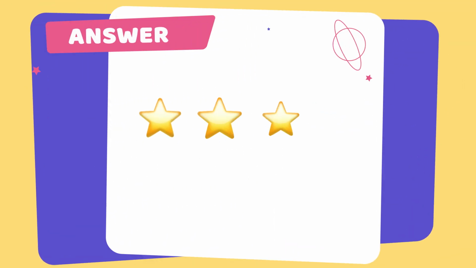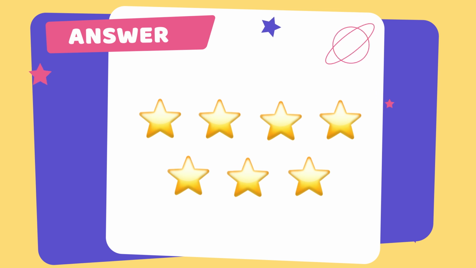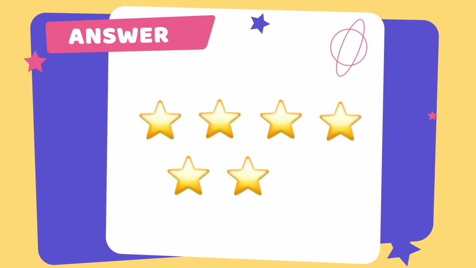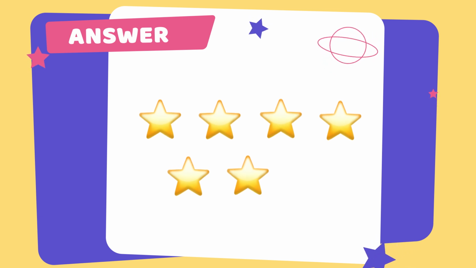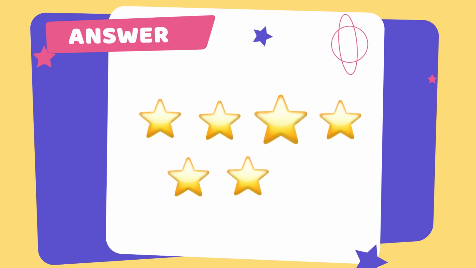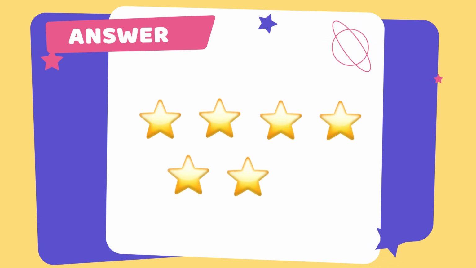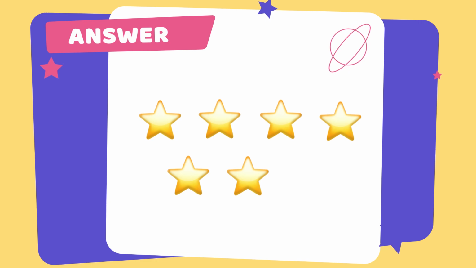Lily starts with 7 stars. She gives 1 star to her friend. How many stars are left with Lily? Let's count together. 1, 2, 3, 4, 5, 6. Yes, Lily has 6 stars left.